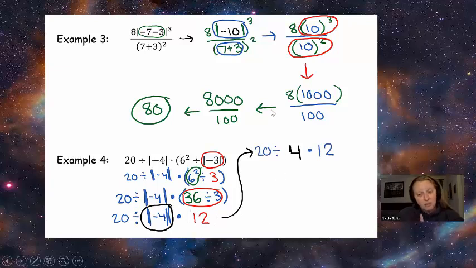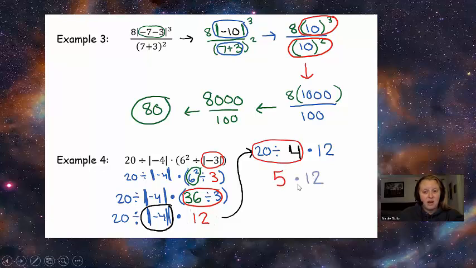And this is where we want to be careful. A lot of times kids want to do 4 times 12, but it depends who's closer to the left. And division is actually closer to the left. So this guy wins today. 20 divided by 4 is my next step. That's 5. And then I copy my times 12, and my answer is 60.